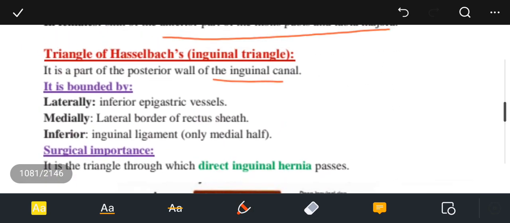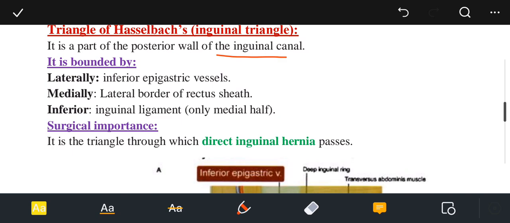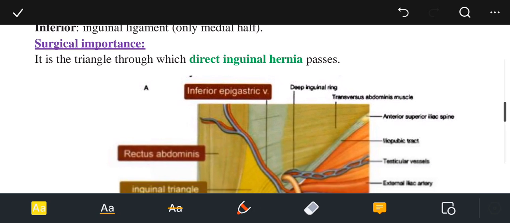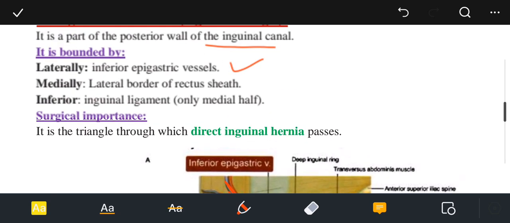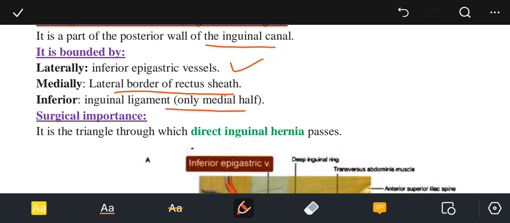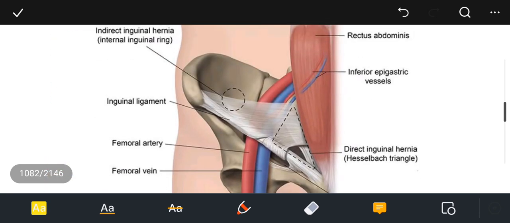They are saying that it is bounded laterally by the inferior epigastric vessels, as you can see in this picture as well. The inferior epigastric vessels are forming the lateral wall of the Hesselbach triangle. The lateral border of the rectus sheath is forming the medial border, and the inferior border is formed by the medial half of the inguinal ligament only.